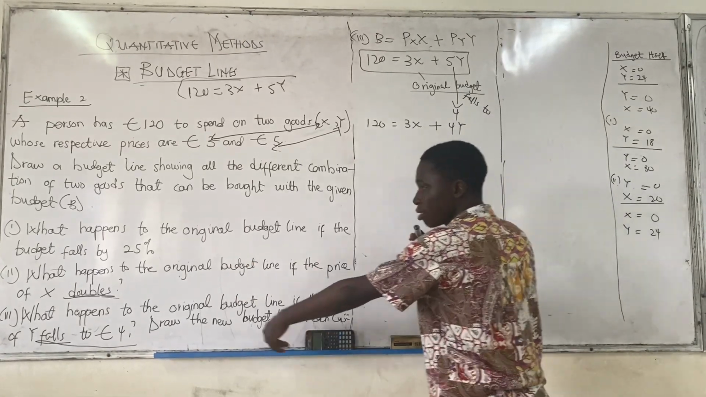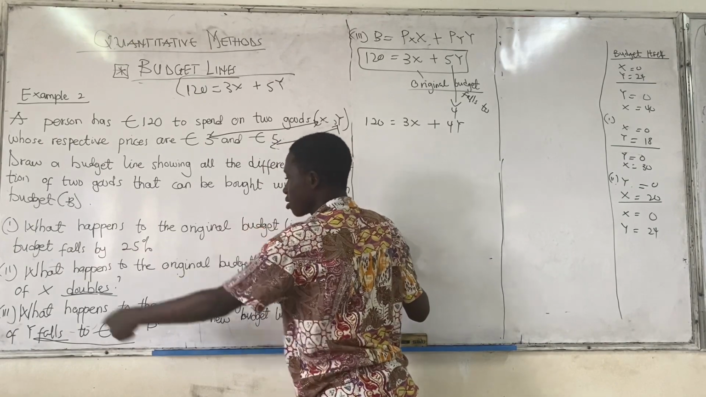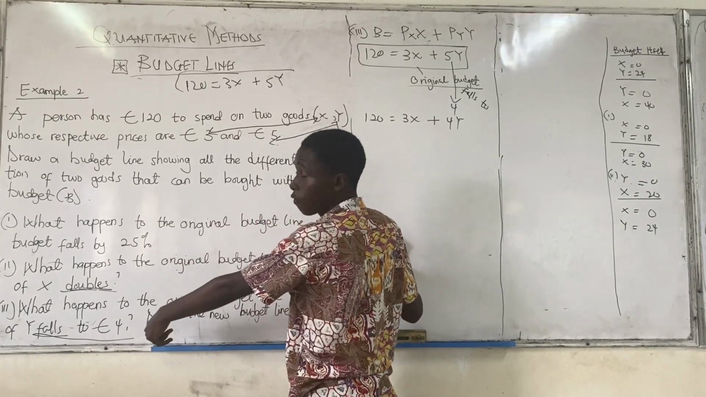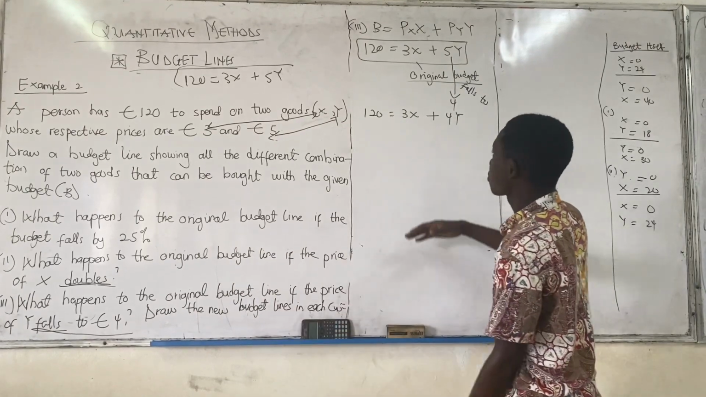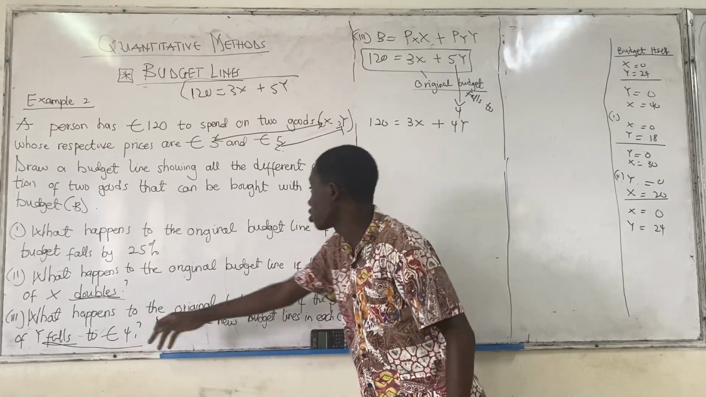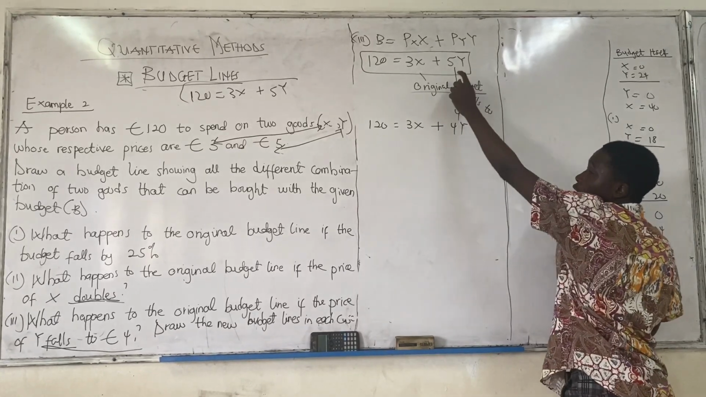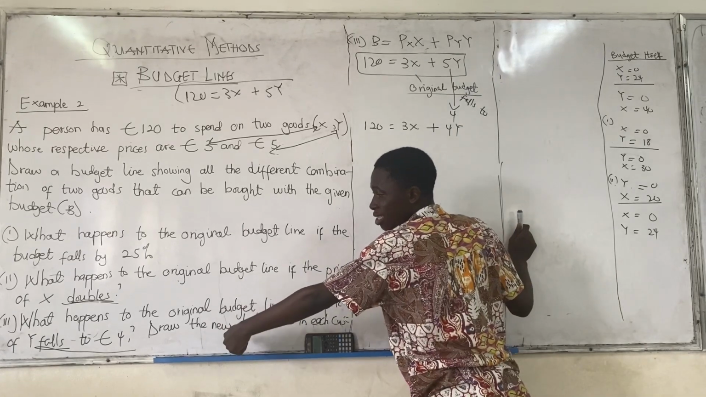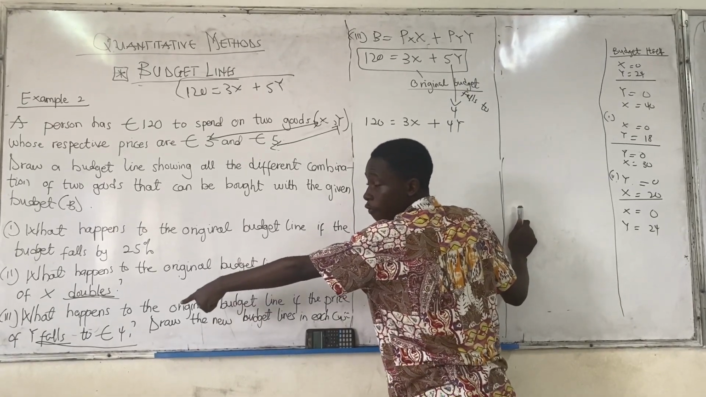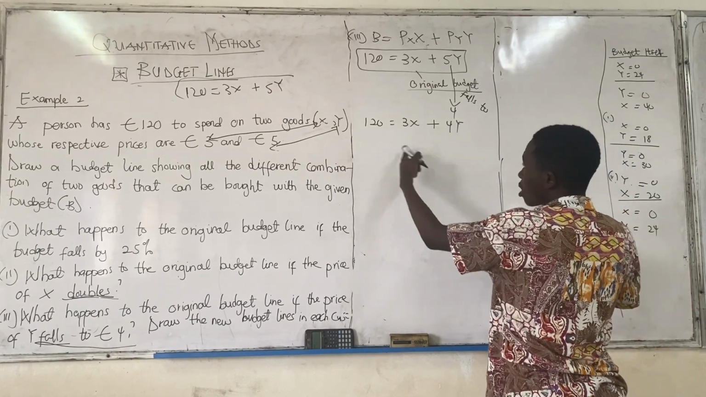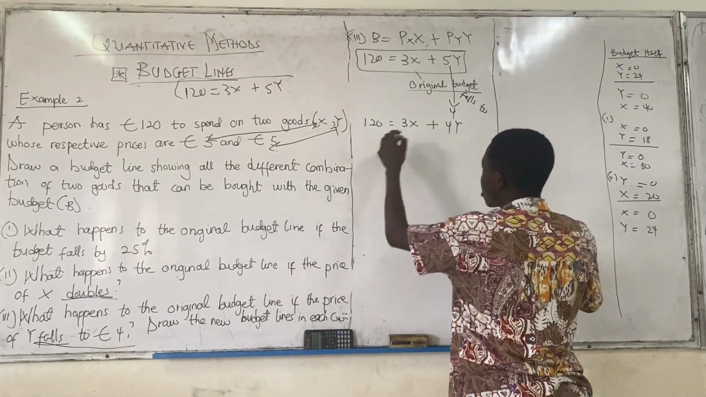This one they were using falls by 25%. They were using doubles for the second question. The third one they were using falls to 4 euros. Since you are seeing that the price of y is going to fall to 4 euros, meaning that the 5y here, which is for the original budget, is now going to change to 4, because it said it's going to fall to 4. So this becomes our new budget line for the third question.